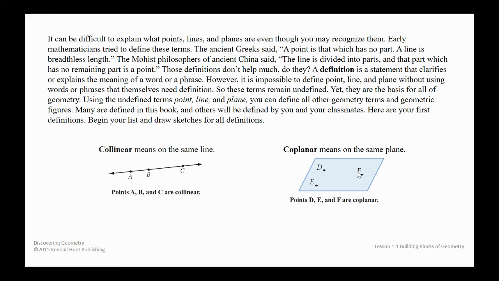One very, very common thing here, the line doesn't have to be drawn. 3 points can be collinear even if the line isn't there. So keep that in mind while you see some of these.